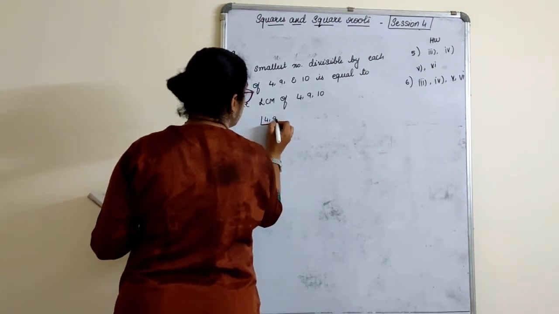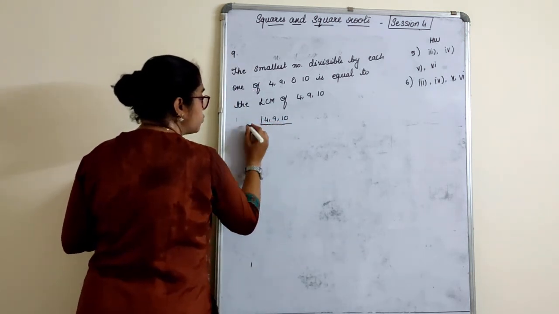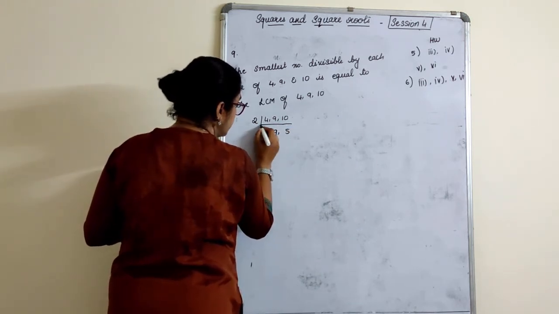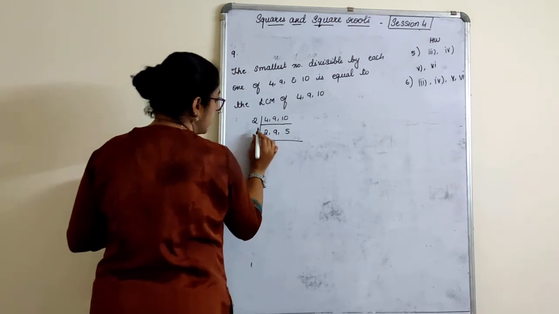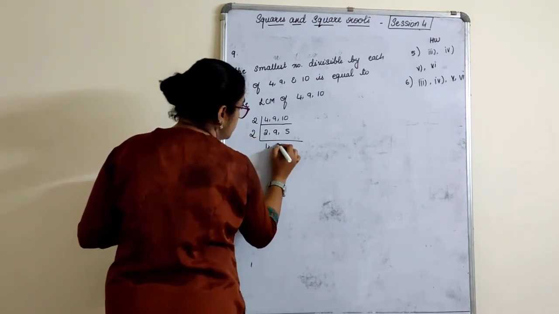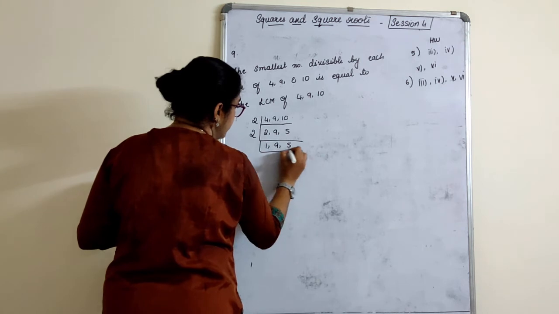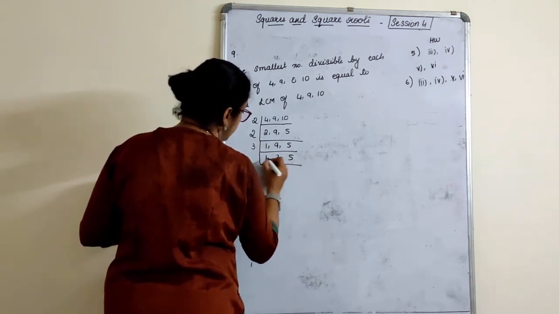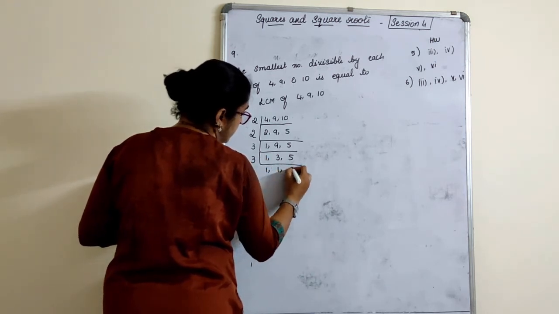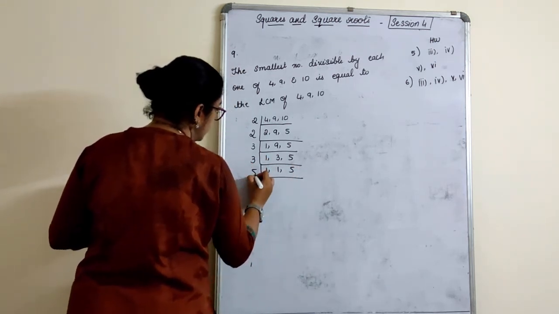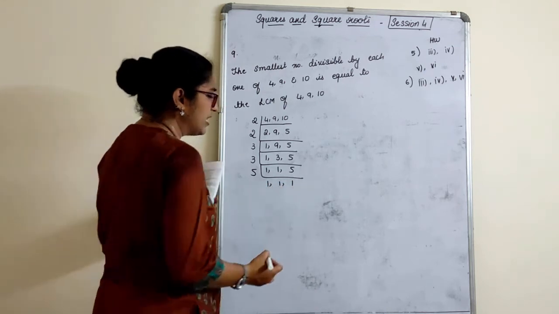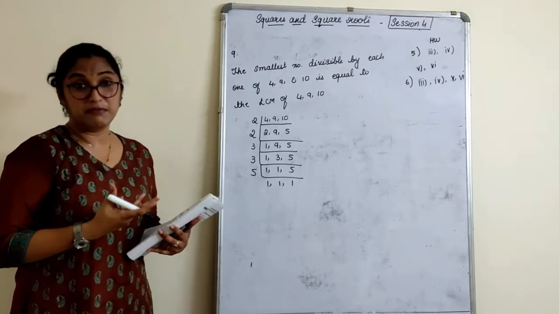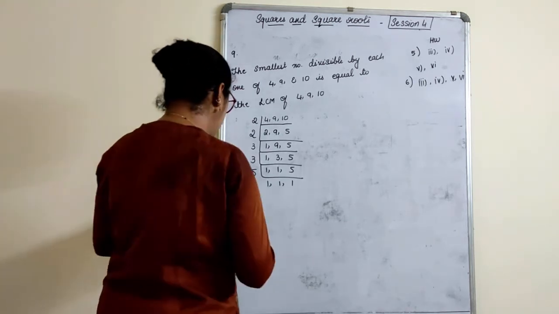It is 4, 9 and 10. All by 2 we will start first. 2 2s are 4, 9 as it is, 2 5s are 10. Right? So next what we will do? 2 1s are 2, 9, 5 as it is. 3 3s are 9, 5 as it is. So 3 1s are 3, 5 as it is. Then 5 1s are 5. This is how we take LCM. I did not explain this; you have done this in your lower classes. This is the common LCM method. Right? So this is the LCM part.